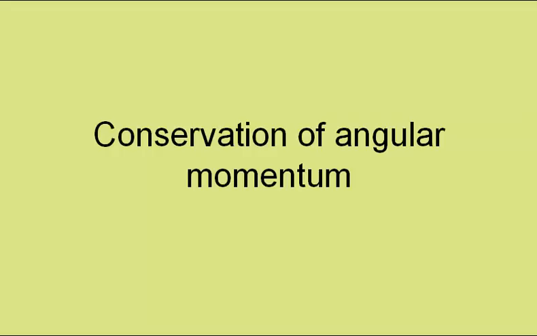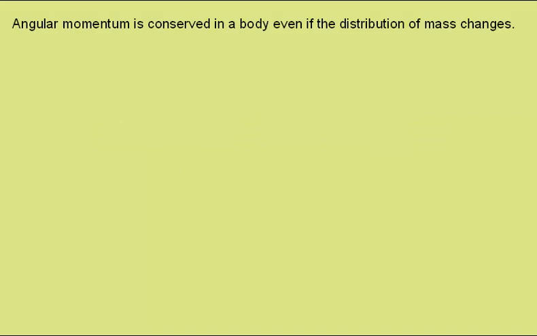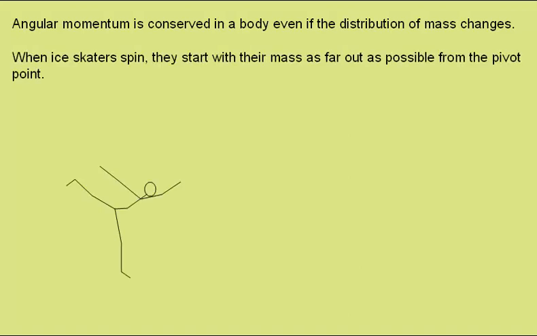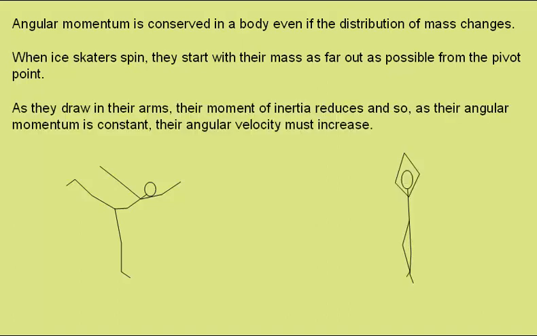Conservation of angular momentum. Angular momentum is conserved in a body even if the distribution of mass changes. When ice skaters spin, they start with their mass as far out as possible from the pivot point, something like this. As they draw in their arms, their moment of inertia reduces, and so, as their angular momentum is constant, their angular velocity must increase.